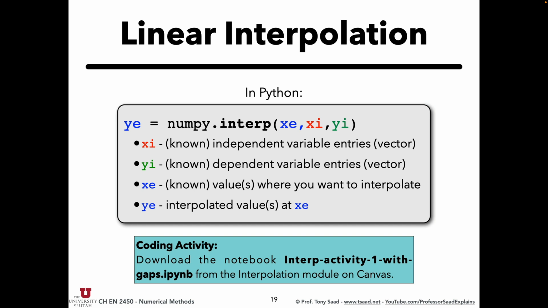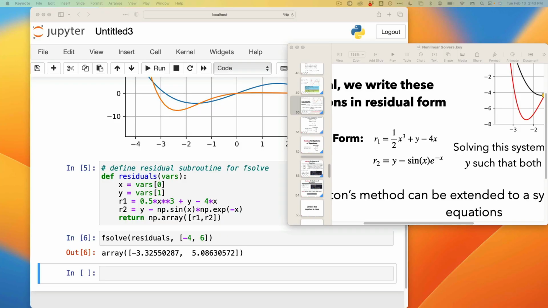Okay? All right, so let's do this together. Go on in Canvas under modules. There's a module called interpolation. And there's a notebook there called interp activity 1 with gaps. Okay? So go download that one and load it up, and we'll work together through it. It contains the data for the density versus temperature.